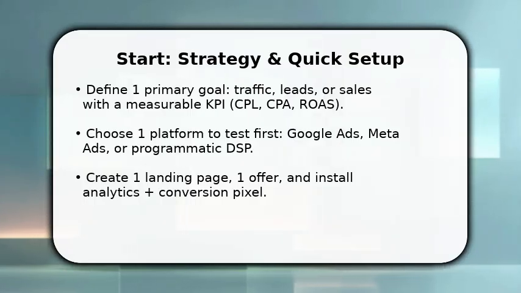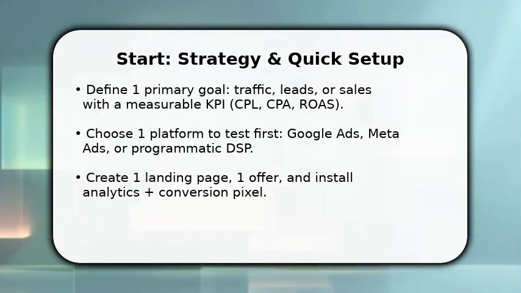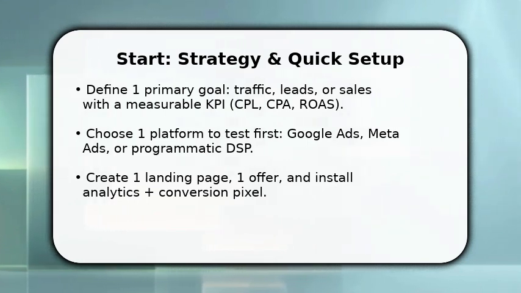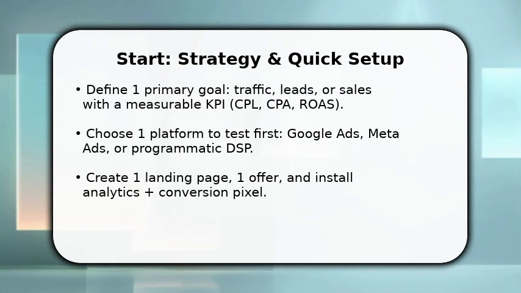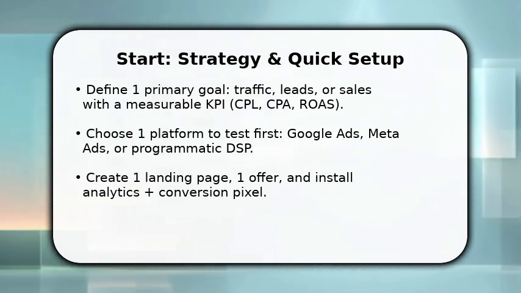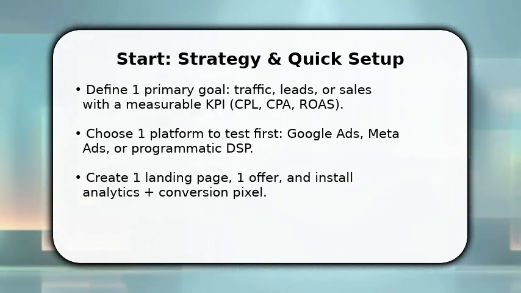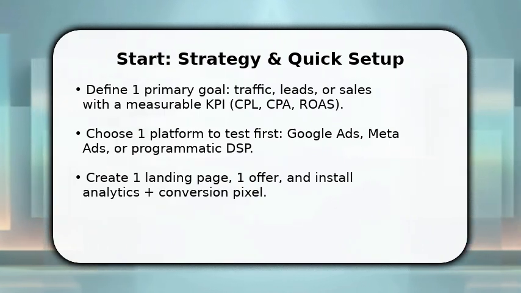You begin by picking one clear goal and a single platform so you can move fast. This avoids spreading budget thin. Once chosen, make a simple landing page and one compelling offer, and install analytics and the conversion pixel. This gives you reliable measurement from day one. Set a modest daily test budget, create 2-3 ad variants, and name campaigns with a consistent convention. By starting small and measurable, you'll learn quickly and avoid wasted spend.